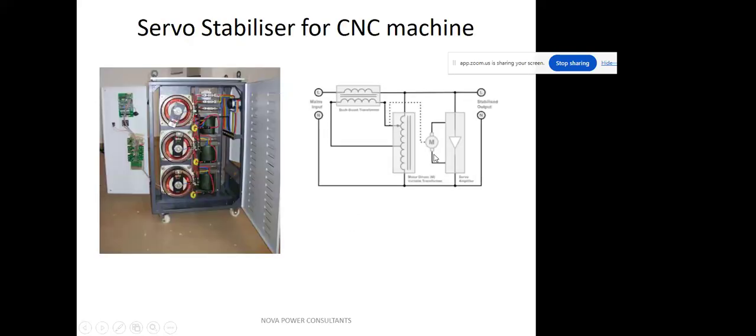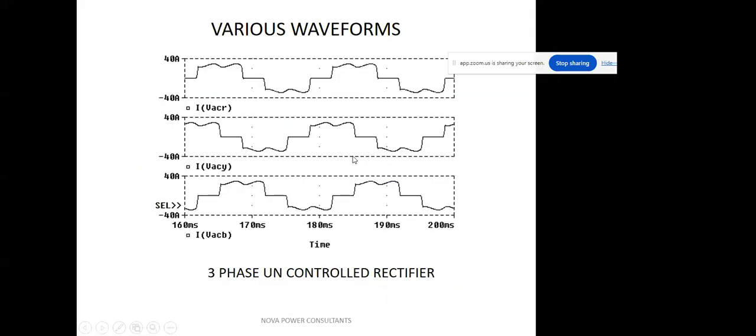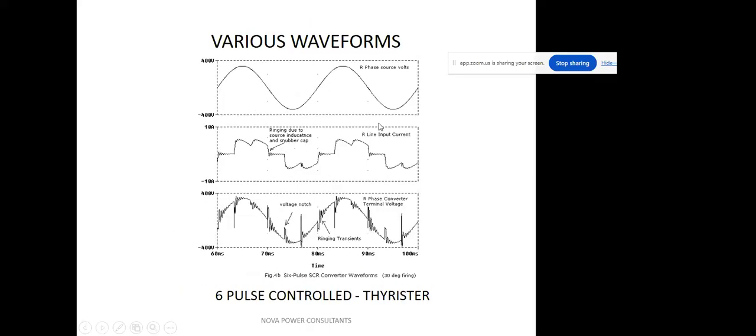Servo stabilizers are also a critical load. Spot welding machines consume very high current, say here it goes up to even 7,000 amperes for a very short time. And these are some various waveforms.